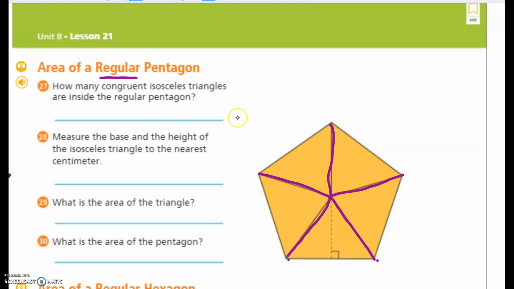And they want to know how many triangles are there. Well, 1, 2, 3, 4, 5. There are 5 triangles inside that pentagon. That's kind of interesting, isn't it? There's 5 sides and there are 5 triangles inside.